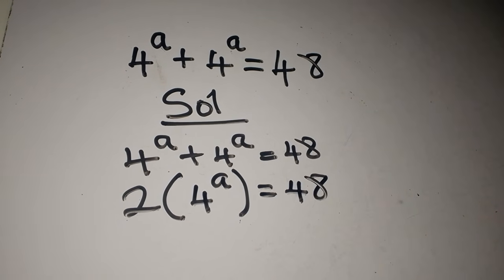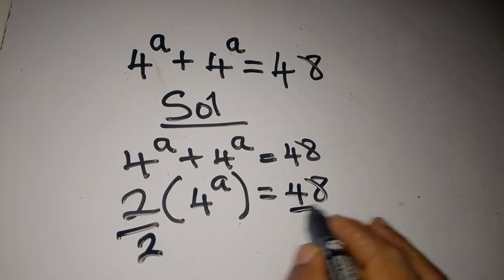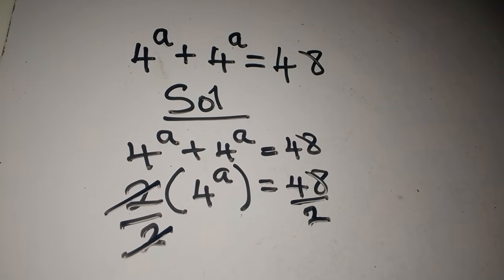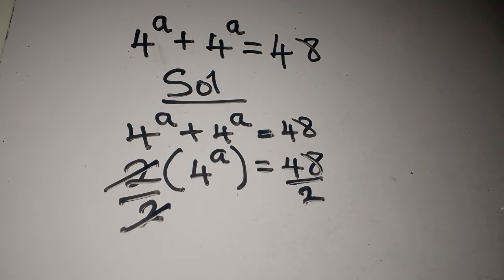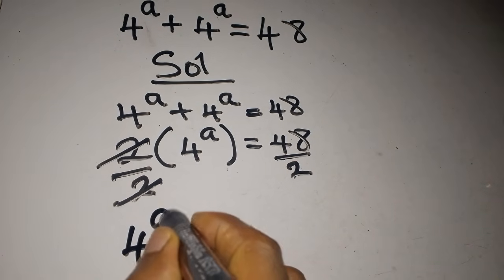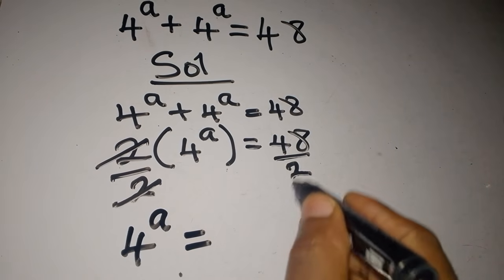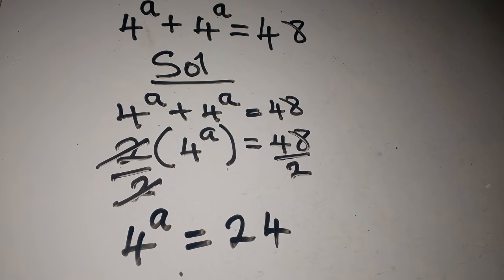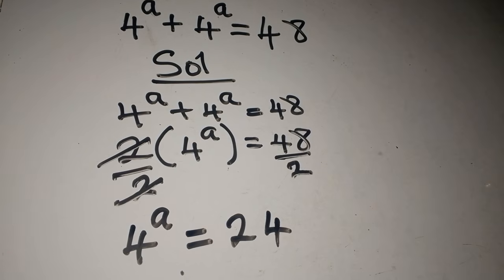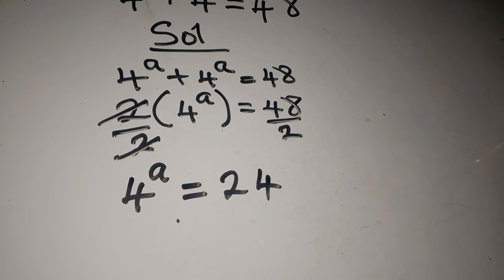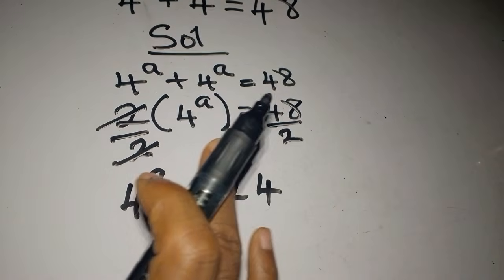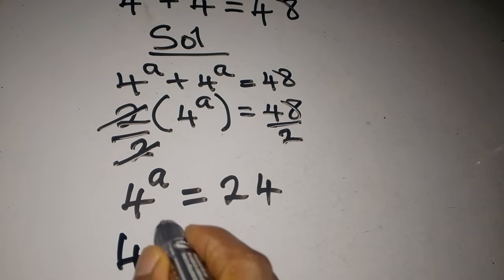Now remove the 2. So you divide by 2, and the 2 will take itself out, and that is what we want. So this will now be 4 to the power of a being equal to half of 48, which is 24, right? And when you look at 24, 4 can still go into 24, but 24 cannot be written in the base of 4 completely. So that would be the reason for us to take the log.